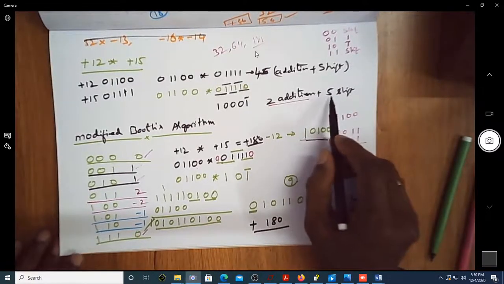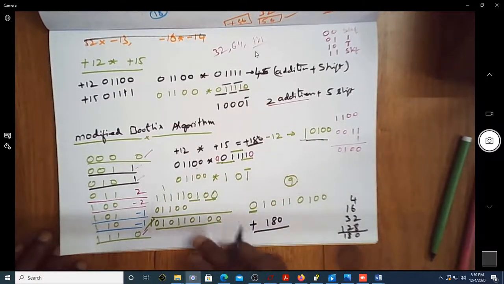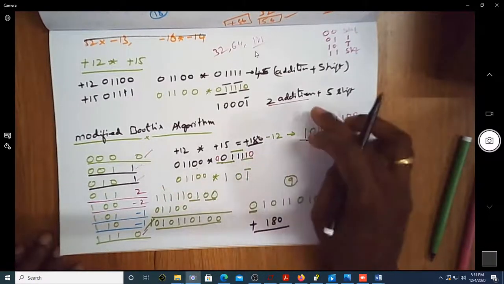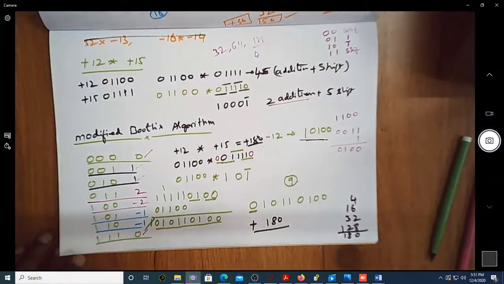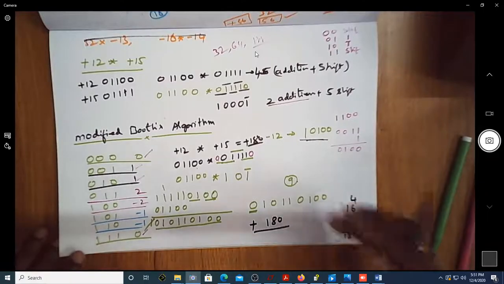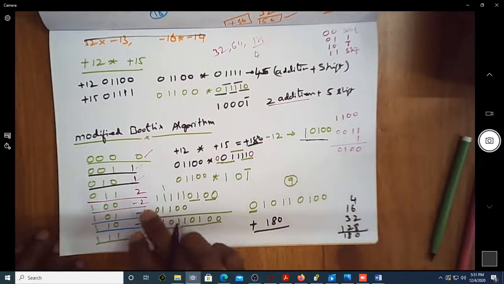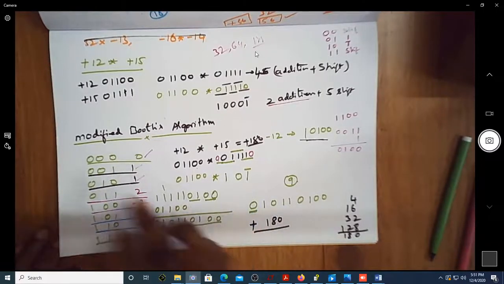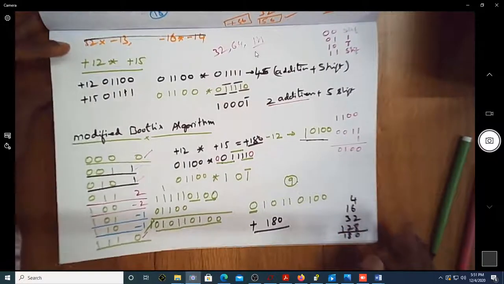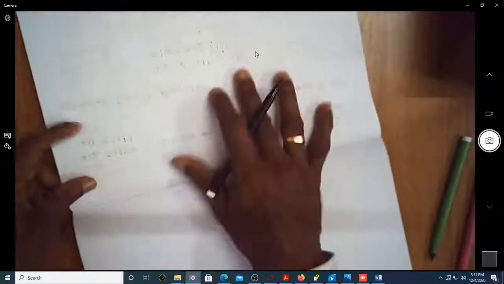So this way we can further reduce the number of shifts. Here you can see the number of shifts are 5, but here you will get the answer much more quickly. Maybe in this particular case you may think that there are 2 additions, but in some cases, if you take a larger number of bits, the number of additions and shifting will be less in the case of modified Booth's algorithm compared to Booth's algorithm. This modified Booth's algorithm can also be used for any number.